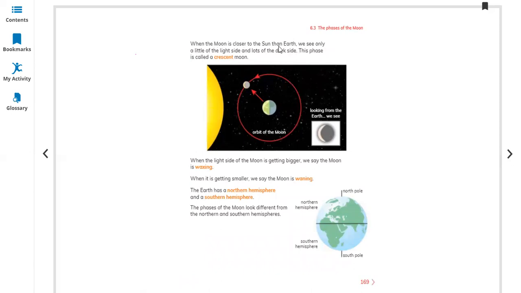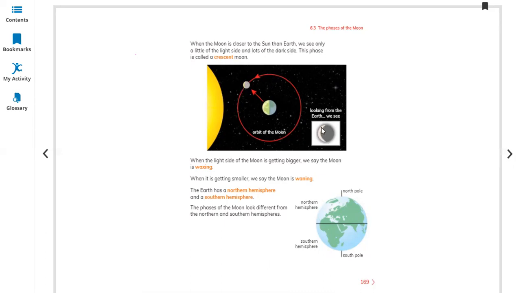When the moon is close to the sun, you can see here, then here, then here. This is the third. So when the moon is closer to the sun than Earth, we can see only a little of the light side and lots of dark side. You can see it's mostly dark, only a little like this tree shape.